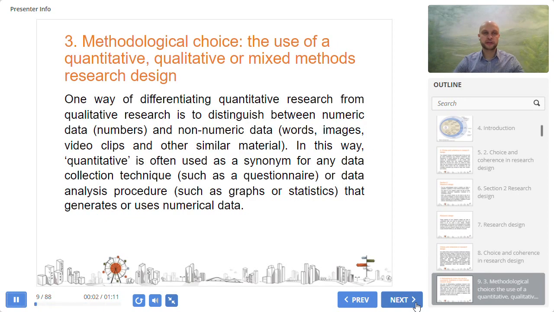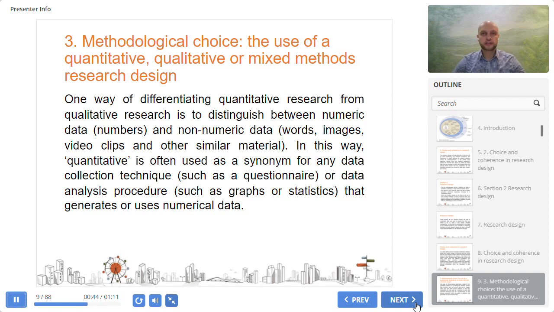Section number 3, Methodological Choice, the use of a quantitative, qualitative, or mixed methods research design. One way of differentiating quantitative research from qualitative research is to distinguish between numeric data, like numbers, and non-numeric data, words, images, video clips, and other similar material. In this way, quantitative is often used as a synonym for any data collection technique, such as a questionnaire, or data analysis procedure, such as graphs or statistics, that generates or uses numerical data.